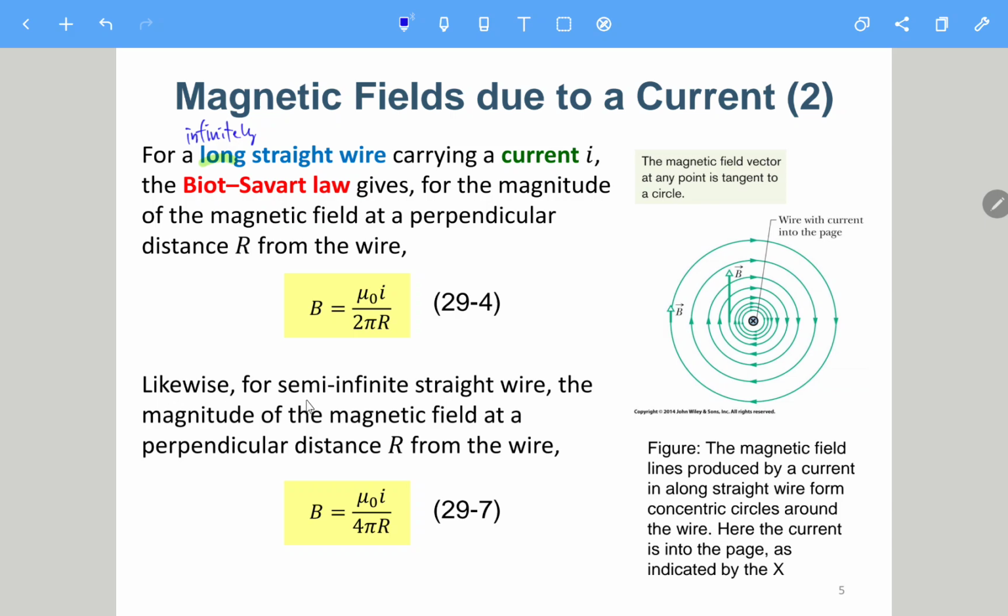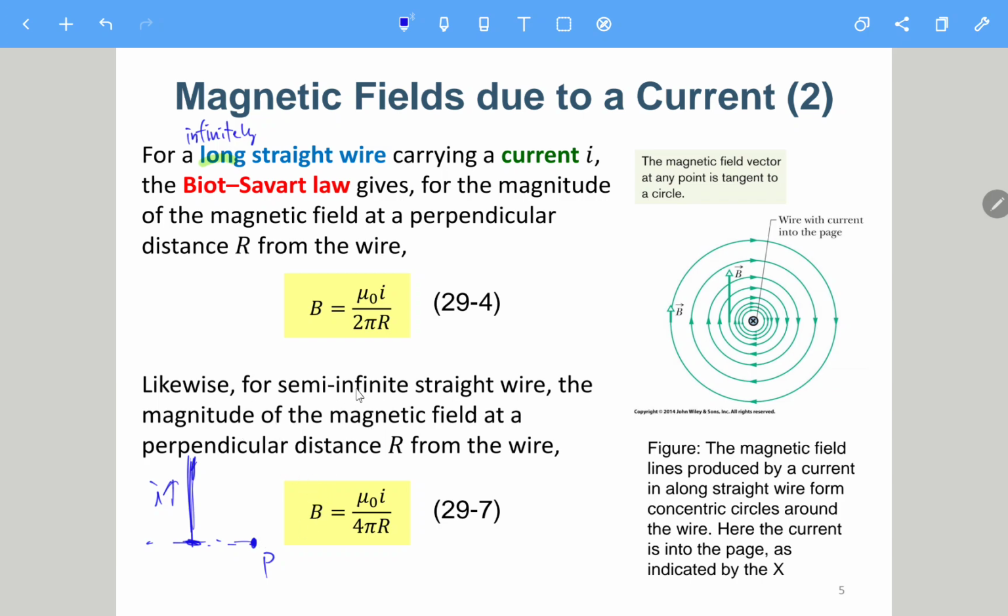Likewise for a semi-infinite straight wire, which means it starts from 0 and goes to infinity, and you consider the B field at the point P. This is the wire. The current can go in this way or that way. It just changes the direction of the B field without changing the magnitude.